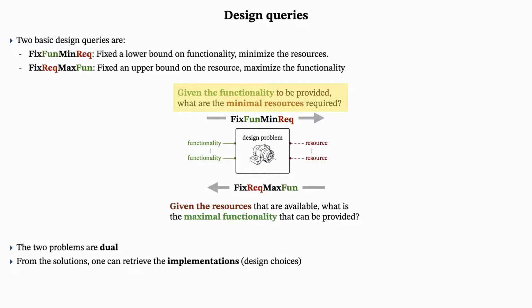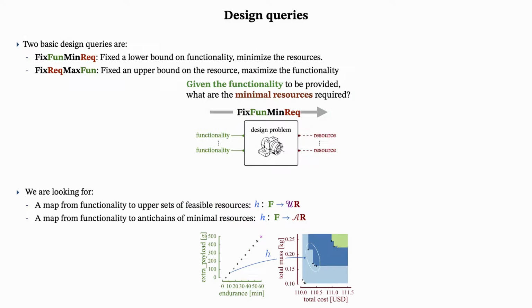First, by fixing the desired functionality, we want to find design choices minimizing the needed resources. Dually, we can fix the resources we can spend and maximize the functionalities we can get. In both cases, we can retrieve the optimal design solutions. We will now focus on the first query.